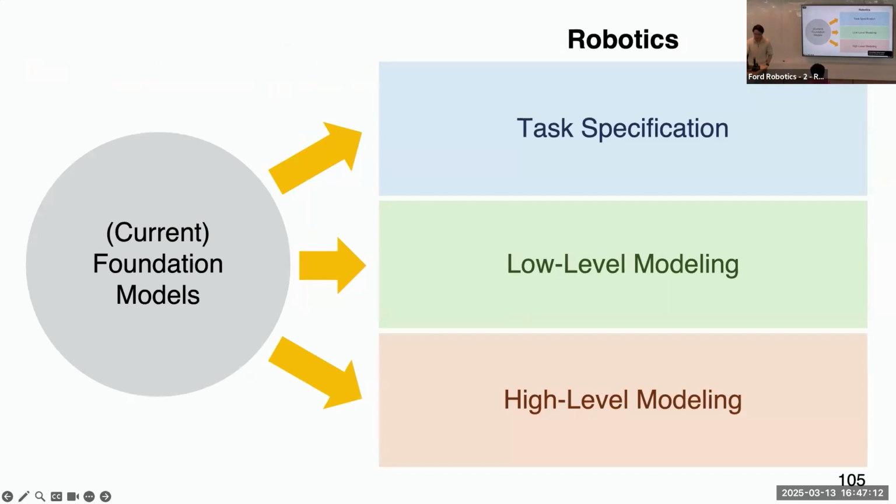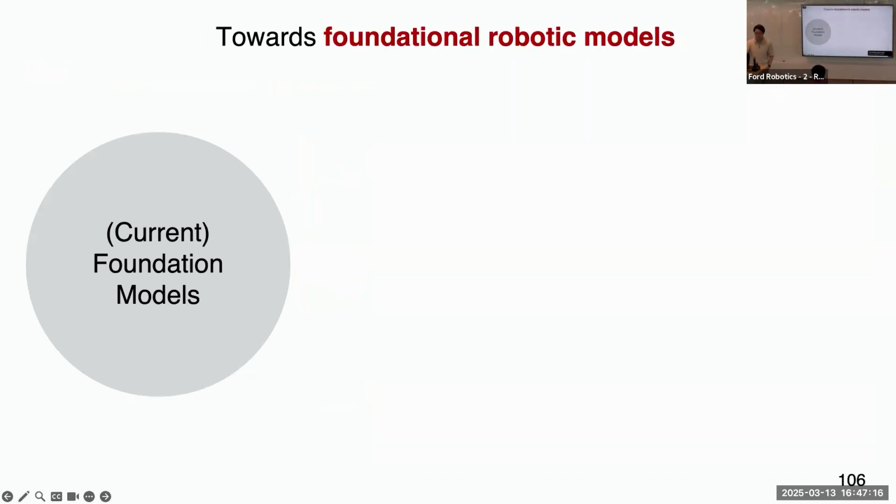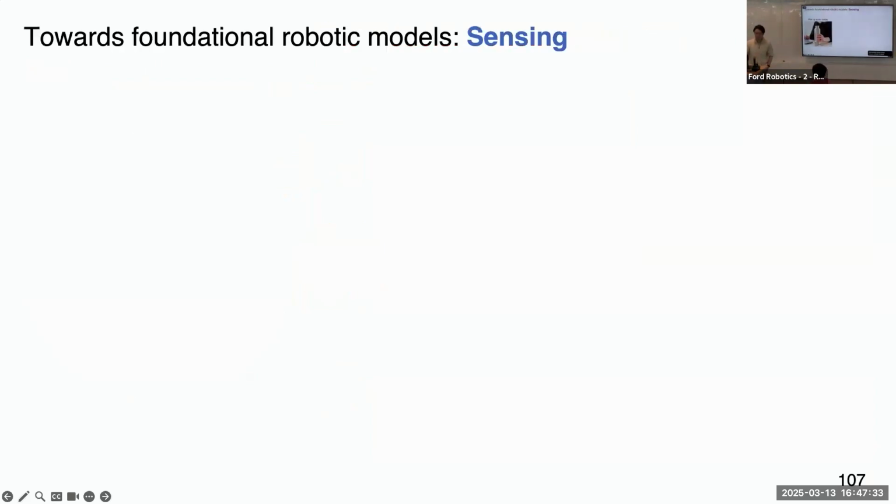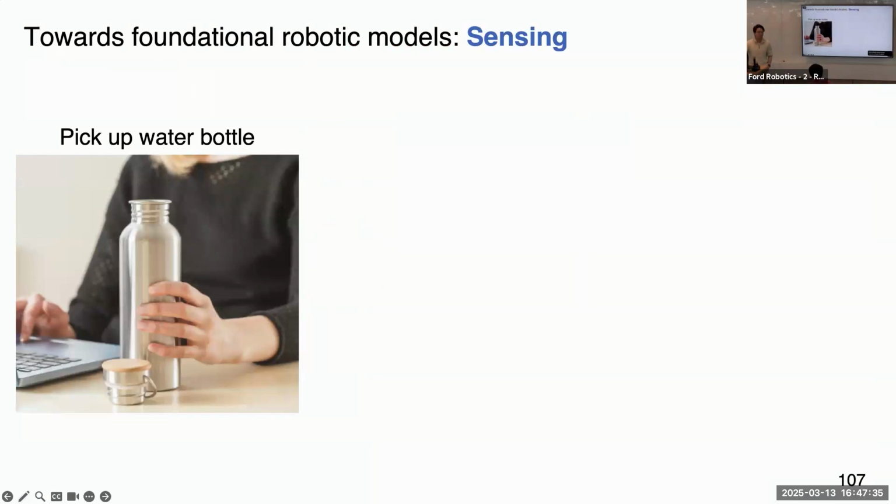So in order to make the current foundation model better and really go towards these foundational robotic models, I identify 3 major missing pieces. Our lab has been very actively working on bridging and providing those 3 missing pieces. The first one is about sensing. It's specifically tactile sensing.